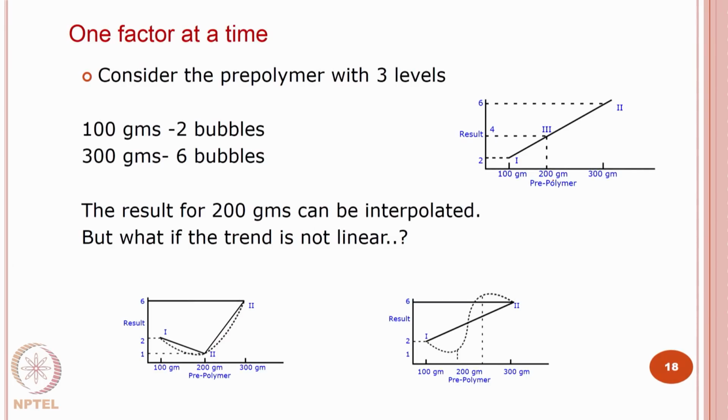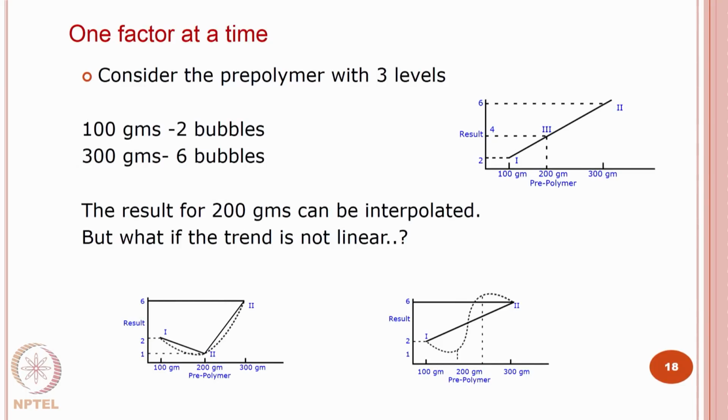The pre-polymer was 100 grams, 200 grams and 300 grams. For 100 grams the result was 2 air bubbles and for 300 grams the result was 6 air bubbles and for 200 grams the result was 4 air bubbles. Now I have a question, should I do or should I have done all the 3 experiments or I could have gotten away with 1 or 2 experiments?